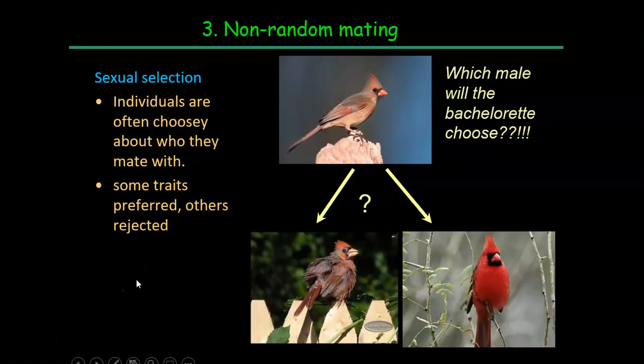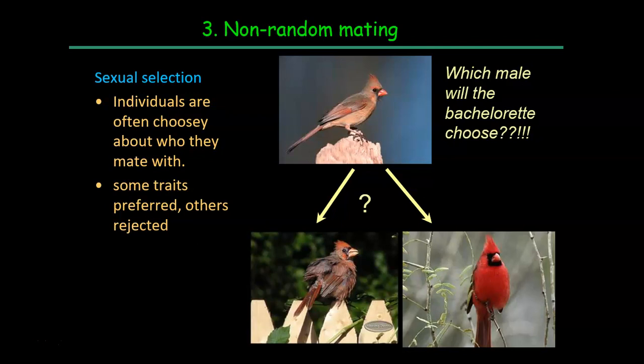Another is called non-random mating. So non-random mating is how we humans generally tend to select our mates, although I'm not going to speak for everyone and I'm not going to judge. But in general, we tend to be at least somewhat choosy about with whom we mate.